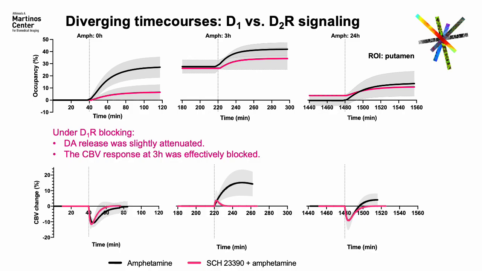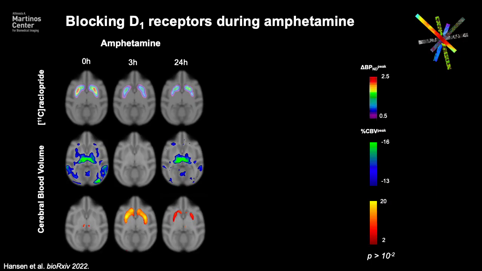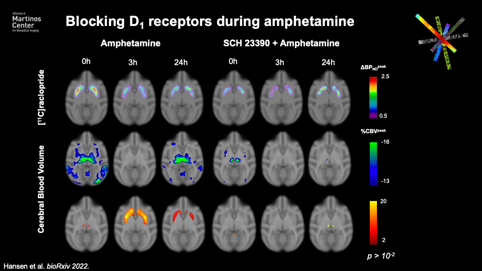And so when looking again at the maps, we see that under D1 receptor blocking conditions, we eliminate the positive component of the cerebral blood volume response at the 3 hour mark as well as the 24 hour mark, suggesting that D1 and D2 receptors have differential recovery times, with D1 receptors recovering much faster compared to D2 receptors.